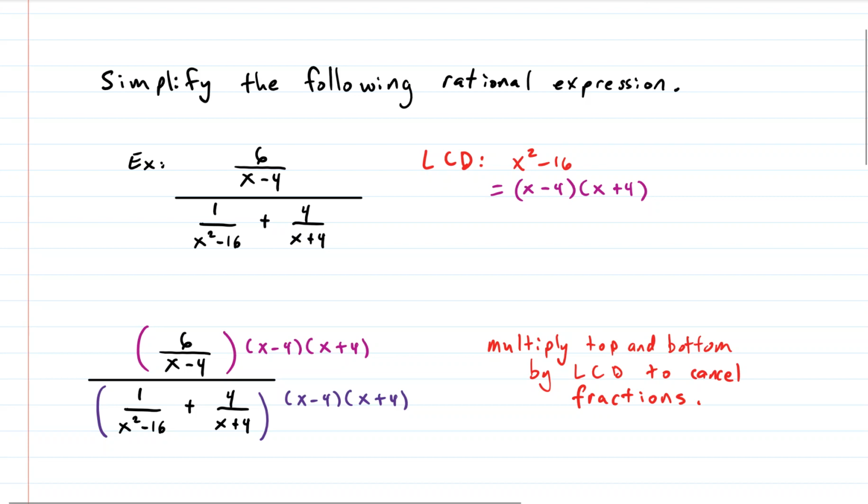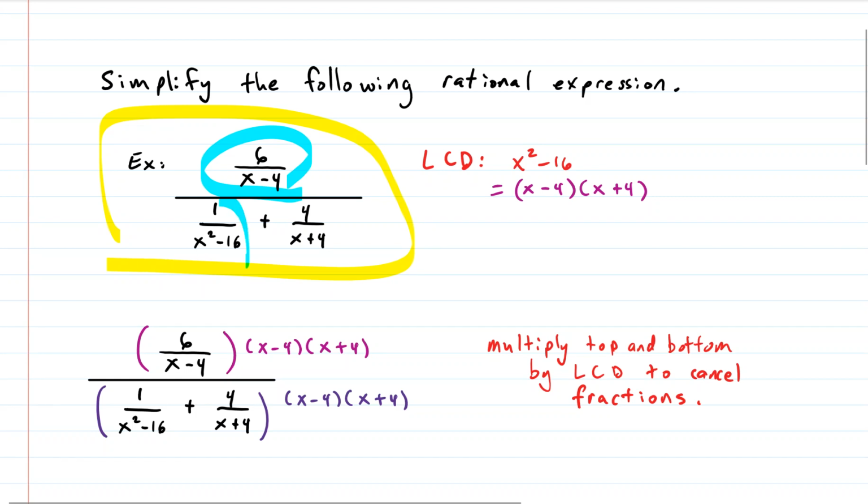Today we're going to talk about simplifying rational expressions, and I have an example for you here. So this is the rational expression we're going to simplify. A rational expression is just a fraction within a fraction, so it's kind of like a big fraction. You may have fractions in the top or the numerator, you may have fractions in the bottom.